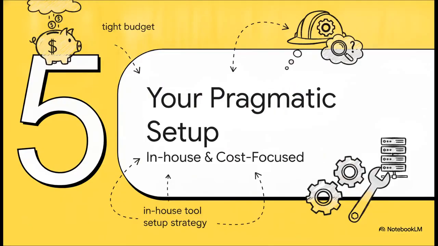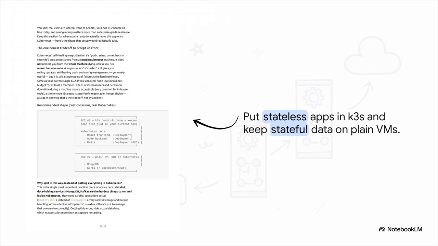Which leads us nicely into part 5, your pragmatic setup strategy, focusing on keeping things in-house and cost-effective. Here is the golden rule for cost-conscious infrastructure. Stateful, data-holding services like MongoDB or Kafka are notoriously difficult to run well inside Kubernetes. If you mess up, you literally lose user data. So the most pragmatic approach is to keep those databases safely outside the cluster on a plain virtual machine or just use a managed service. Then put your stateless applications like your Node backend or React frontend inside a lightweight K3s cluster. That way you get all that self-healing magic right where it's safest and easiest to manage.